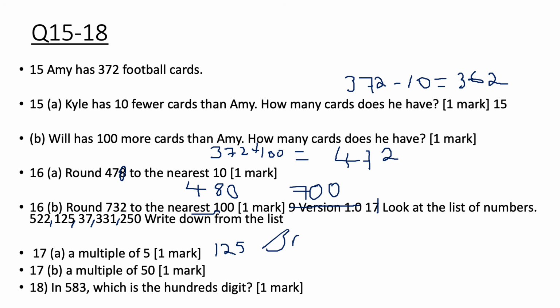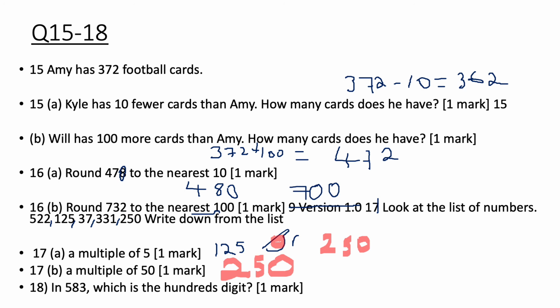Apologies for that. So it should be all 250. Okay. Part B, a multiple of 50. Well, 250 is a multiple of 50 because it ends in a 50. So 250 divided by 50 gives you 5, which means that 250 is in the 50 times table.